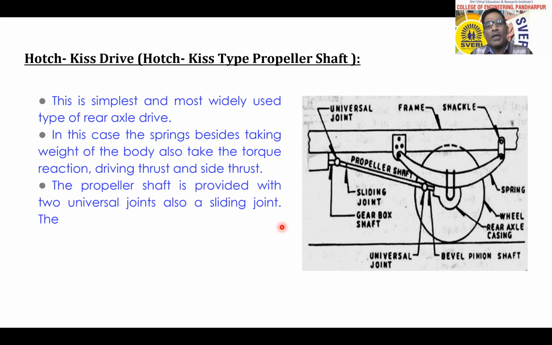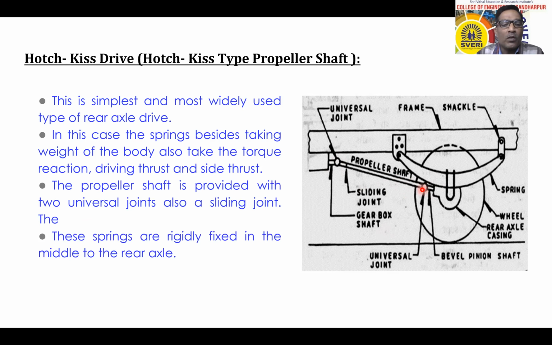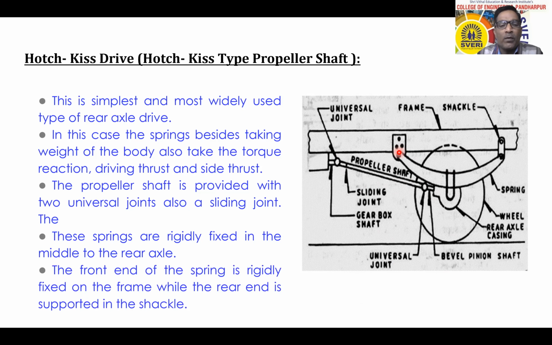So here you can see, for understanding the difference, the propeller shaft is provided with two universal joints, at this end and at this end, along with one sliding joint that is not shown in this figure. Here, this is the spring which is rigidly connected at the middle part of the rear axle, and at the front it is connected to the bracket. Whatever discussion I have made, and this one is the bracket.